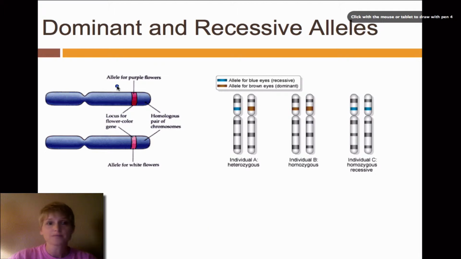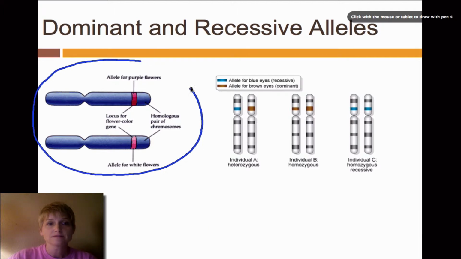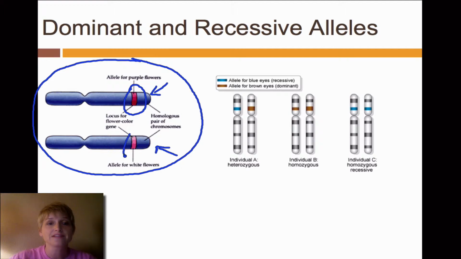So if you'll look right here, these are homologous chromosomes. This might be the chromosome from dad and this might be the chromosome from mom, but what we see is they each have an allele. This one has the allele for purple flowers and this one has the allele for white flowers. What Mendel found out was that purple flowers are dominant to white flowers. So with this allele pair, the flowers on that plant are going to be purple because this dominant allele is there, and whenever the dominant allele is there, the recessive is not expressed. Only the dominant is expressed in the flowers.